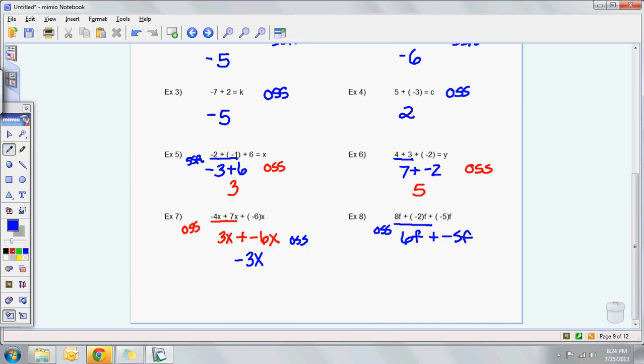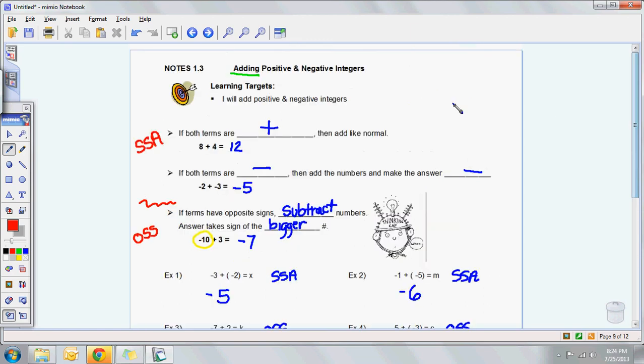Again, we have opposite signs. So 6 minus 5 is 1. Bigger number is positive, so it's going to be 1f. All right, so remember that OSS and SSA, and we'll practice this in class.